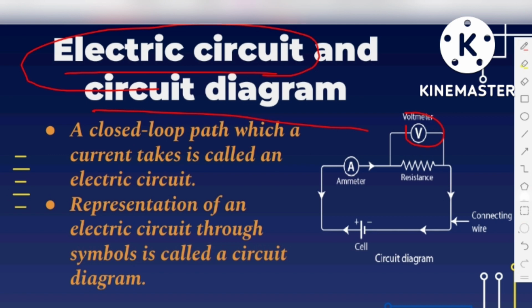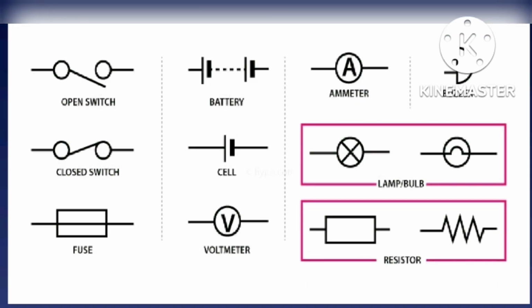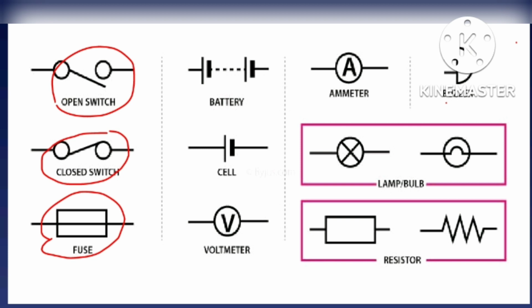So let us see a few symbols from them. Here you can see an open switch and a closed switch. An open switch makes the circuit open, so no current passes through it, whereas in a closed switch current passes. And a fuse is one of the useful components which is helpful in short circuits. And this is the symbol for a battery, showing the connection between two or more cells. And this is the symbol of a cell.